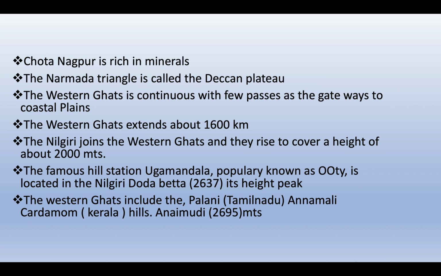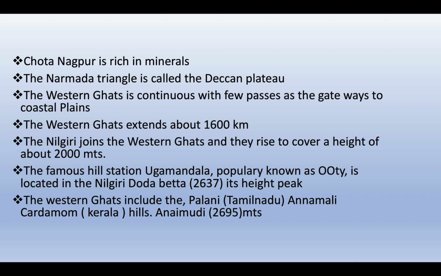The area south of the Narmada is called the Deccan Plateau. The Western Ghats are continuous, with a few passes as gateways to the coastal plains. The Western Ghats extend for 1600 kilometers. The Nilgiris join the Western Ghats and rise to a height of about 2000 meters. The famous hill station in the Western Ghats is Udhagamandalam, popularly known as Ooty. It is located in the Nilgiris, and Doddabetta is its highest peak at about 2637 meters.